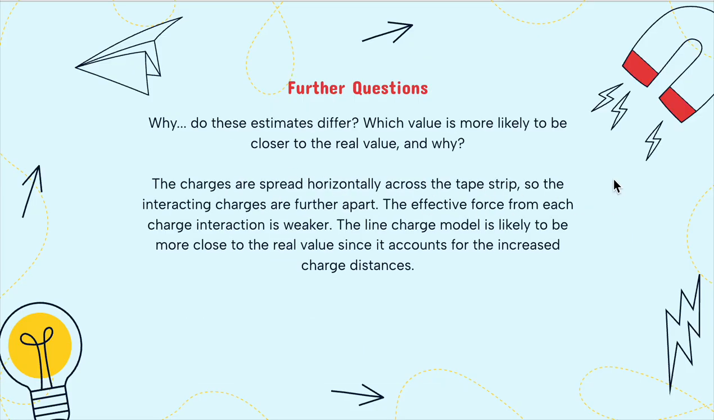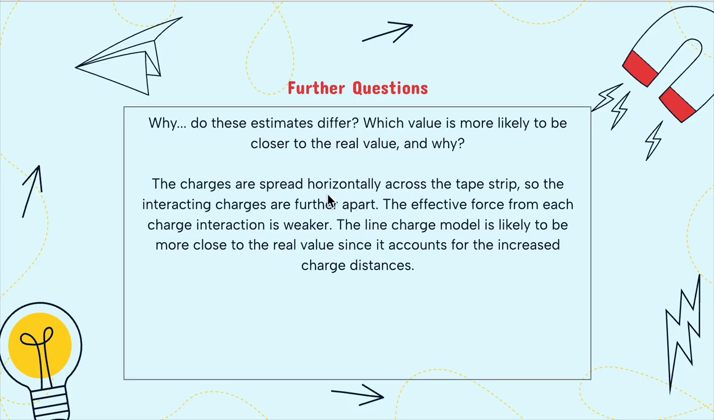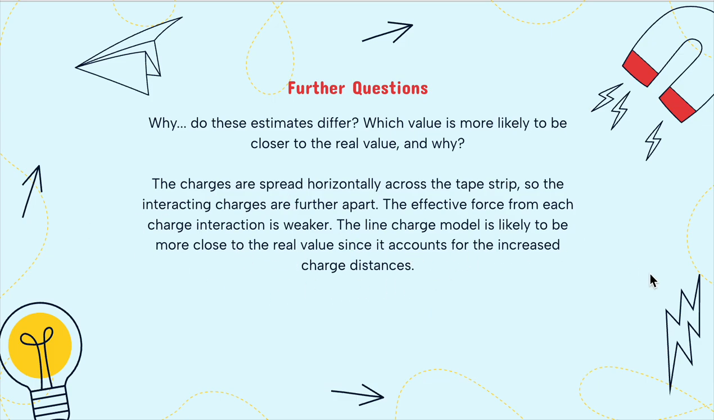And why do these estimates differ, and which one is likely closer to the real value? The charges are spread horizontally across the tape strip, so the interacting charges are further apart. The effective force from each charge interaction is weaker. The line charge model is likely to be closer to the real value since it accounts for the increased charge distances.